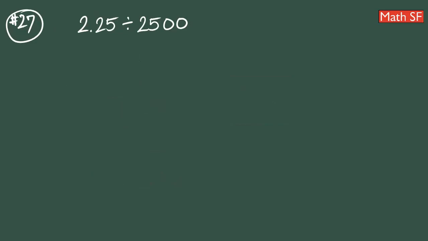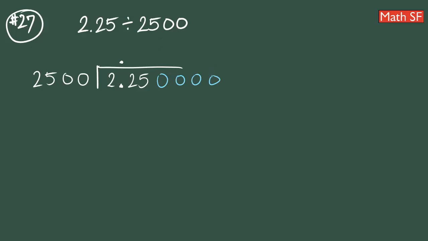So let's keep dividing. Now it's time to divide these numbers. There's a decimal involved, so let's try our division symbol here: 2.25 divided by 2500. Now the steps are, here's the decimal place. The decimal place must be here, and here I have as many zeros as I need. Now let's go here.